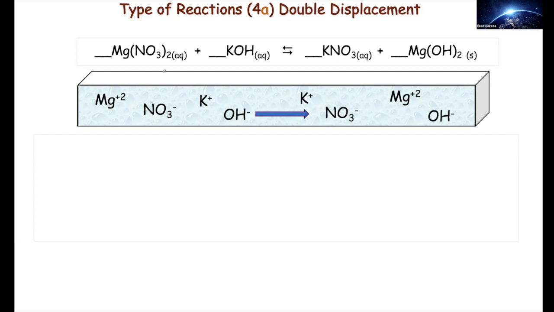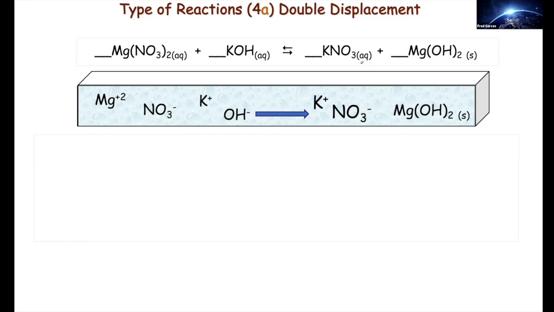If we want to write the formula, we would write potassium nitrate, but this is soluble in water, so we have to keep the aq symbol there. Then the other combination is magnesium and hydroxide, but we know it's not soluble in water, so we need to put an s there.